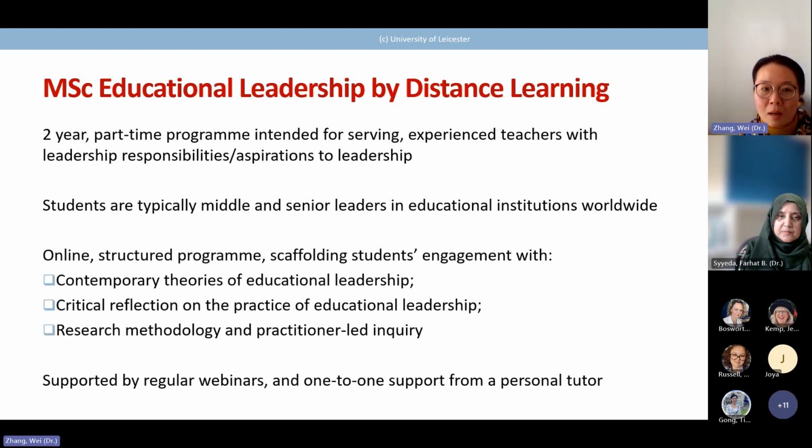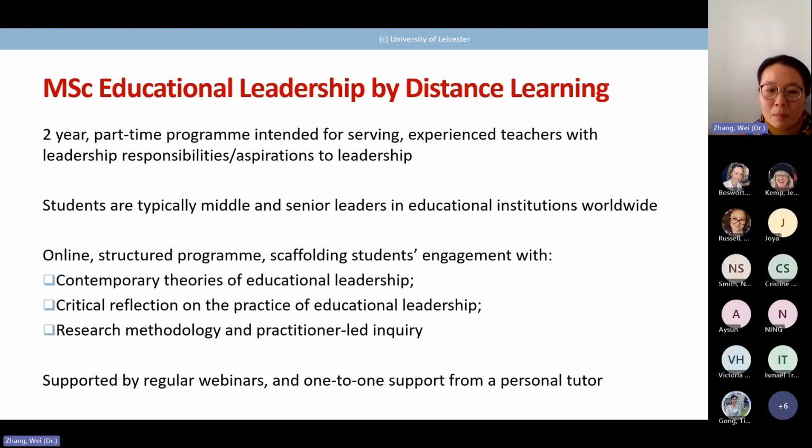This program is designed for serving and experienced teachers aspiring to leadership positions. We have over 10 years of running this program. According to our experience, our student population tend to be typically middle or senior leaders in educational institutions worldwide. This is characterized as an online structured program scaffolding students' engagement with contemporary theories of educational leadership and critical reflections on leadership practices, and students will also be introduced to and practice research methods, methodology, and design, largely focusing on practitioner research.